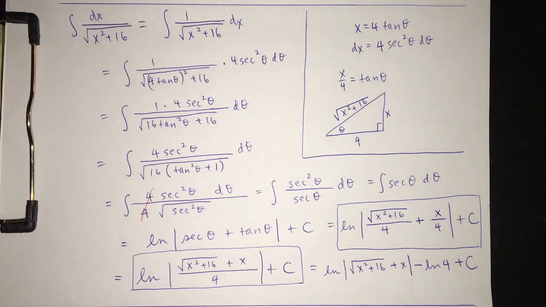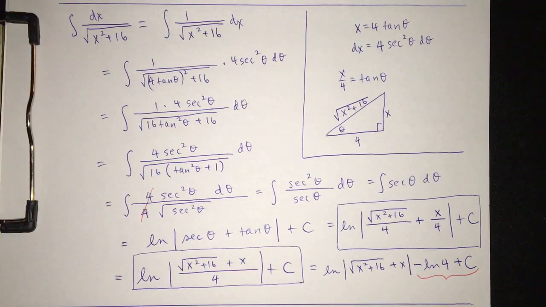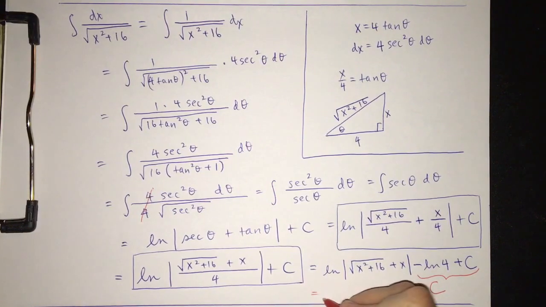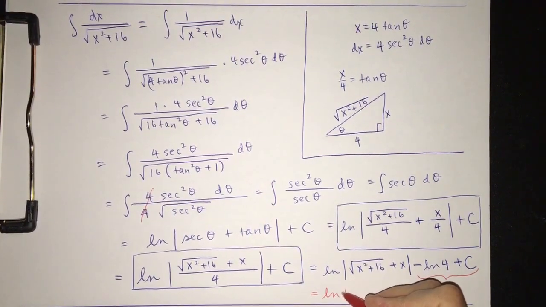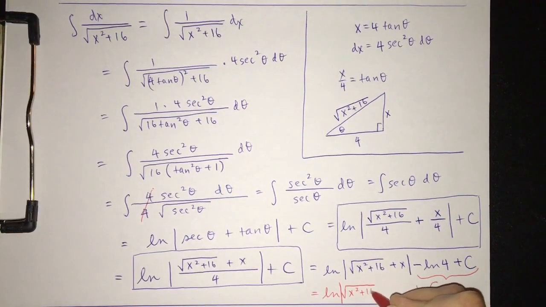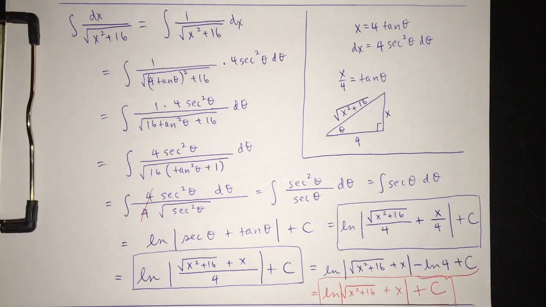Now, the natural log of 4, that is a constant. I can just take everything that I know is a constant and just write one plus c for that whole thing. So you might see the answer written like this. I'll write this in red. The natural log of the absolute value of the square root of x squared plus 16 plus x, close the absolute value sign, plus c. The plus c encompasses everything that is a constant.